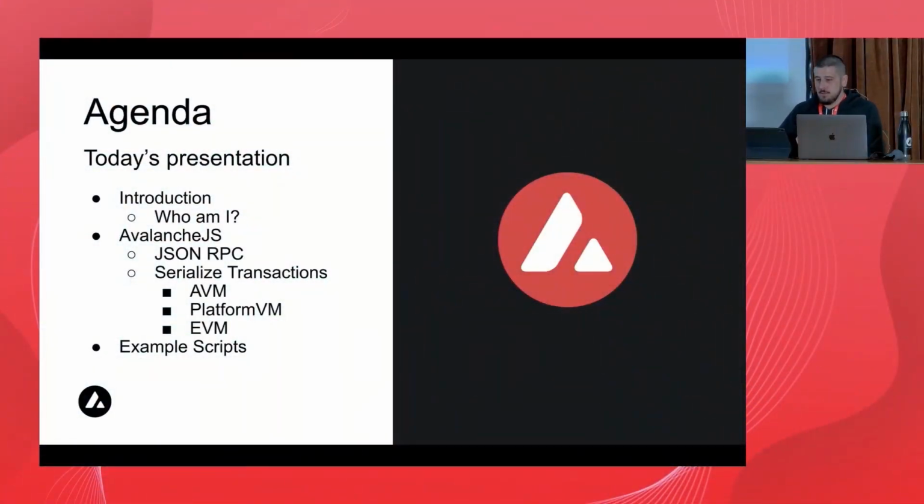And the agenda is going to look something like this. So we're going to do an introduction, very brief about who I am and some things I've done prior to being at Ava Labs. Then we will dig into AvalancheJS, where we're going to talk about the JSON RPC. So this is a remote procedure call, which is encoded in JSON. It's very common if you've done any other blockchain stuff with full nodes. You've probably seen JSON RPCs before.